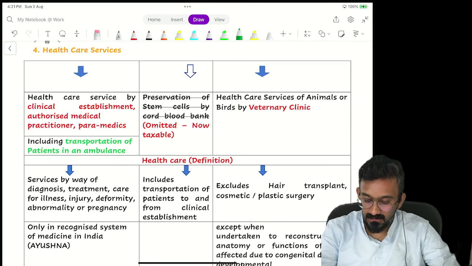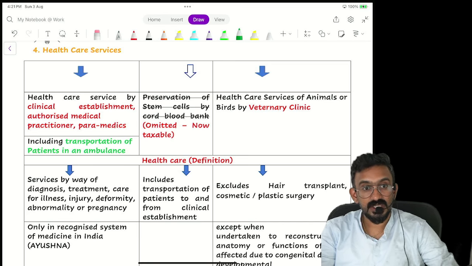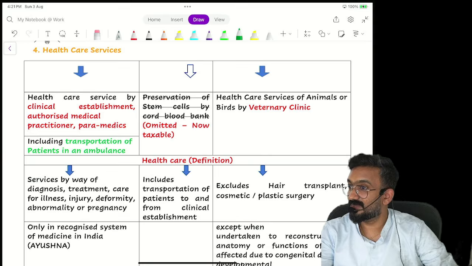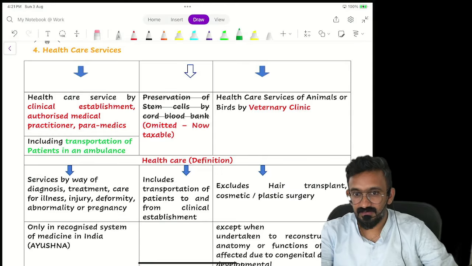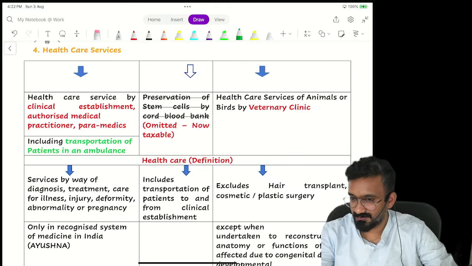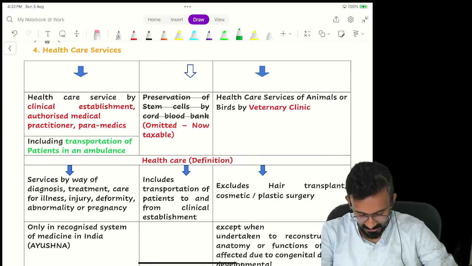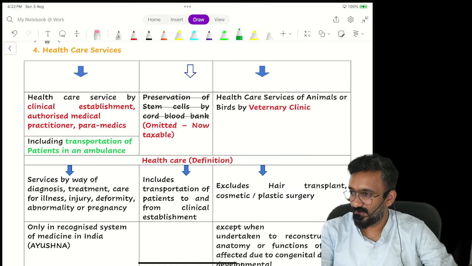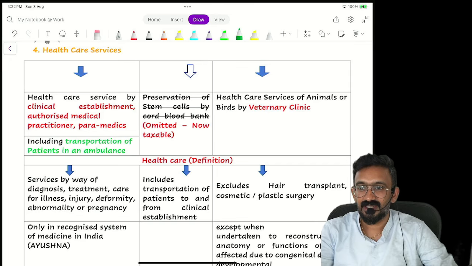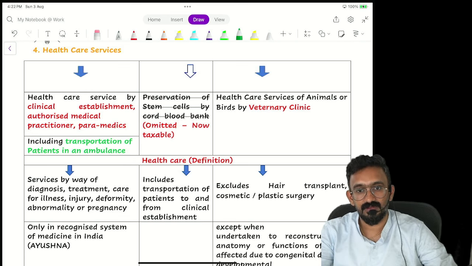Then, only in recognized system of medicine in India. I have written a code word for recognized system of medicine in India. What is the code word? AYUSHNA. I have not even written the expansion in the notes. I'm assuming that all of you would expand by yourselves. A: Ayurveda. Y: Yoga. U: Unani. S: Siddha. H: Homeopathy. N: Naturopathy. A: Allopathy. Anything apart from this would be taxable.